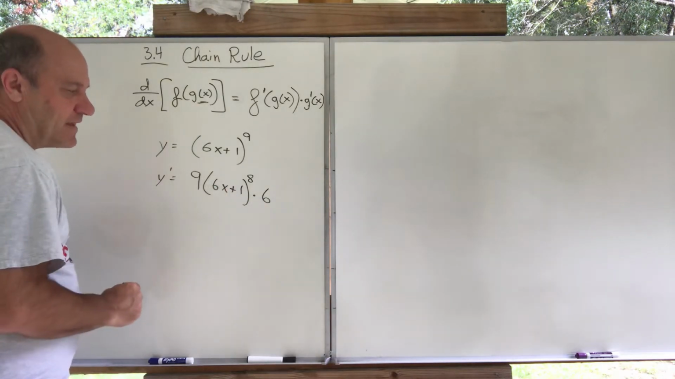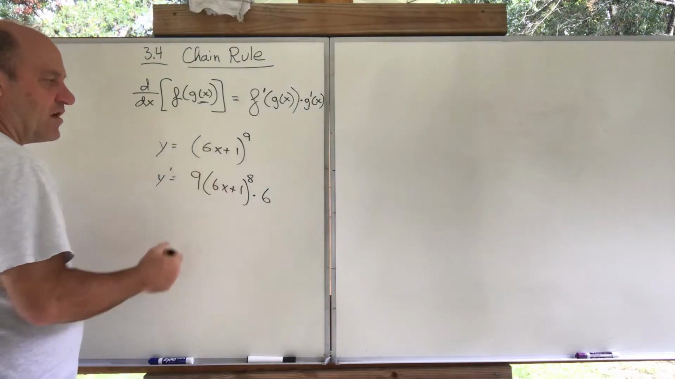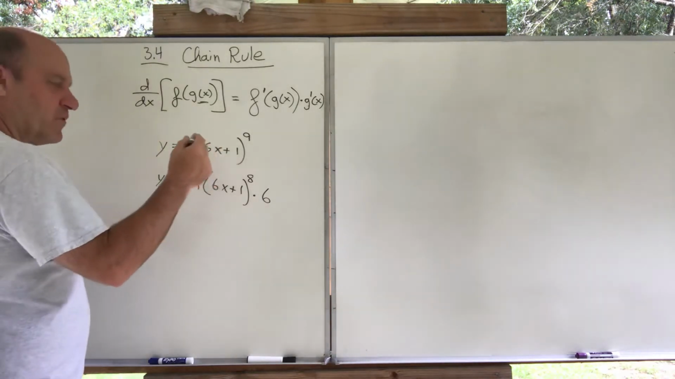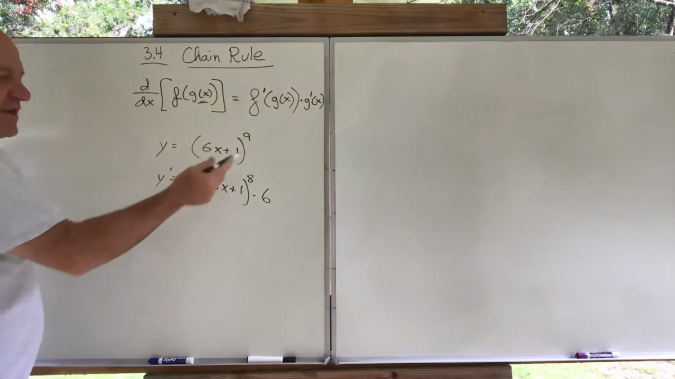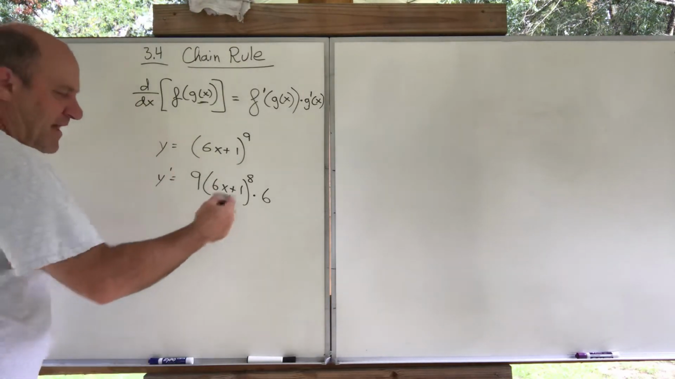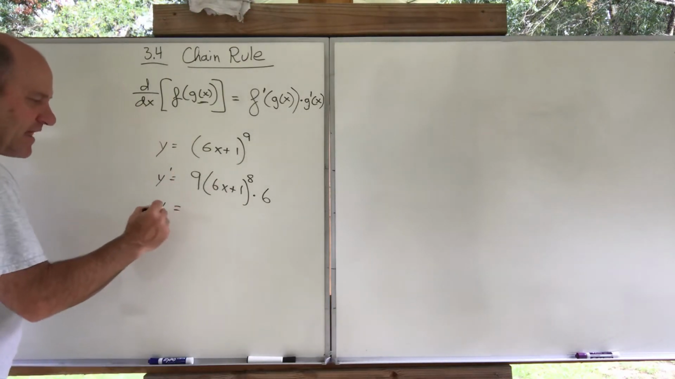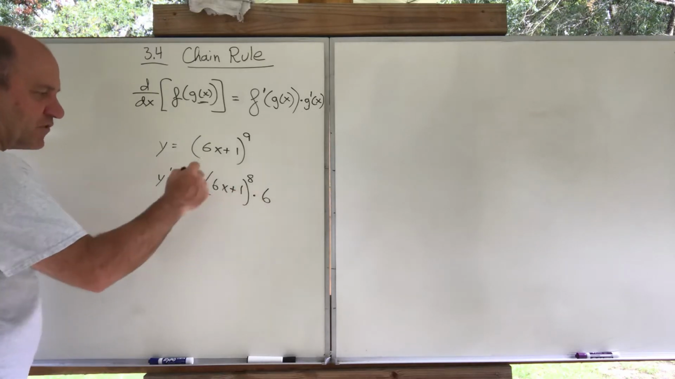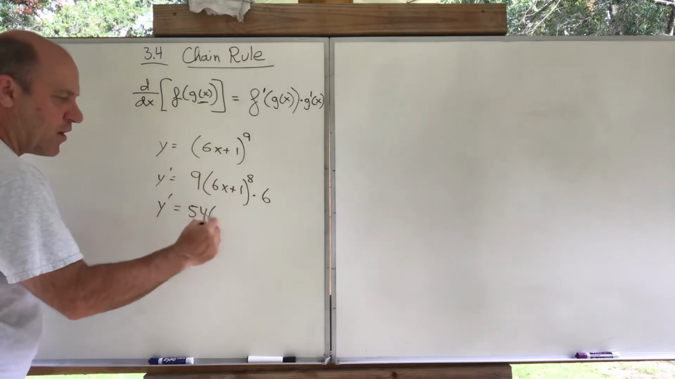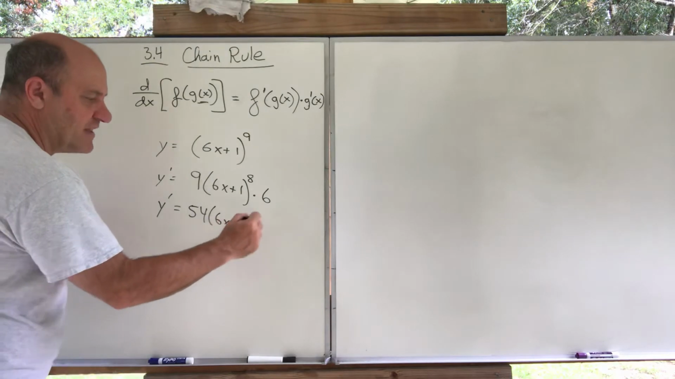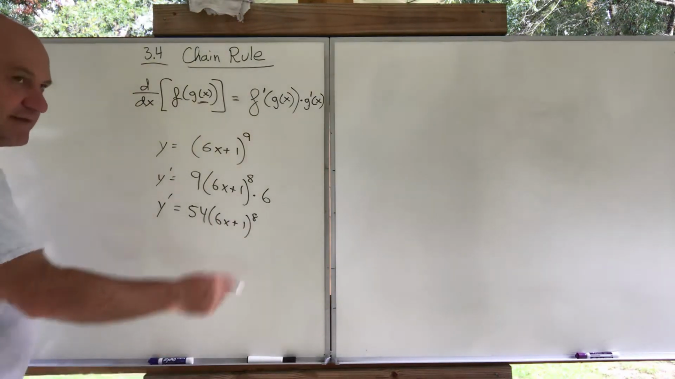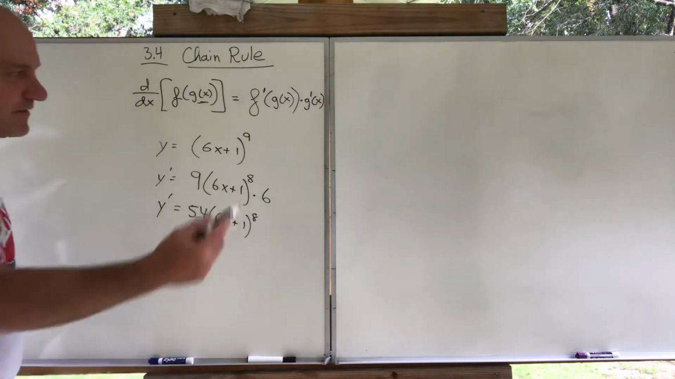And that's it. This wasn't a product rule. It was a power rule, but it's got the chain rule. It's a classic chain rule. By the way, we do like to clean these up at the end, so I would bring the 6, multiply it by the 9, and call it 54 times 6x plus 1 to the 8th. And that's it. That's clean. Here, let's try another one.